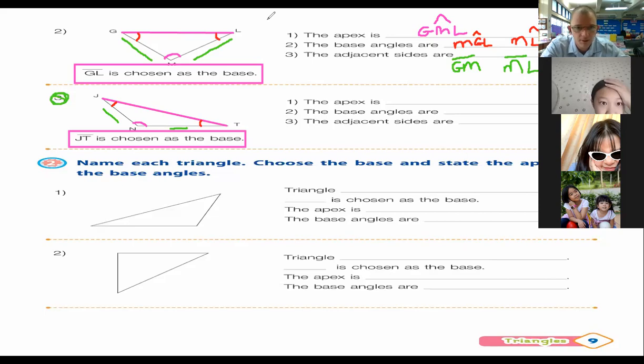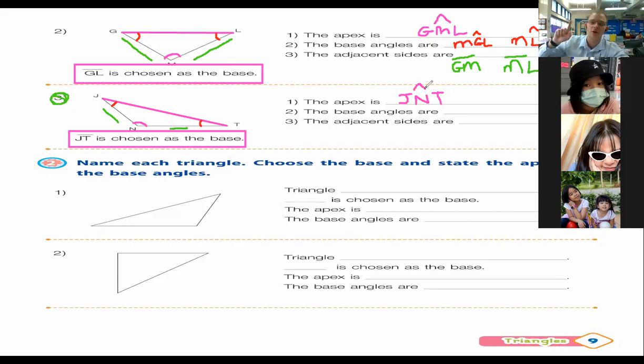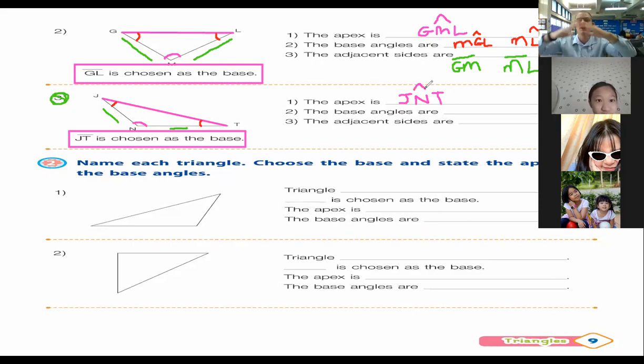JNT, excellent. Let me just make sure I use the correct color. Always remember to add the roof to our angle. Never forget the roof. If you don't put the roof, JNT does not mean anything. It is just 3 letters, but the roof shows us it's an angle.